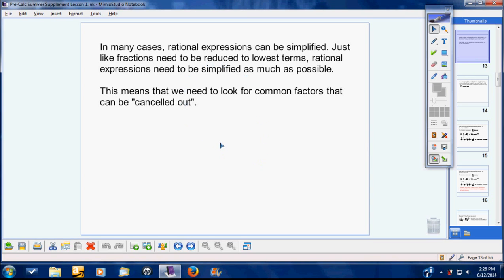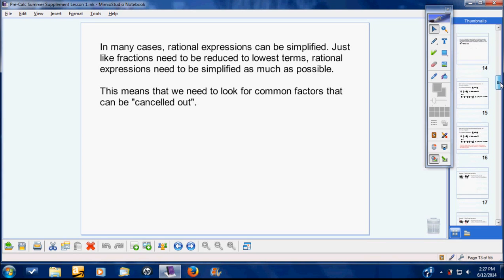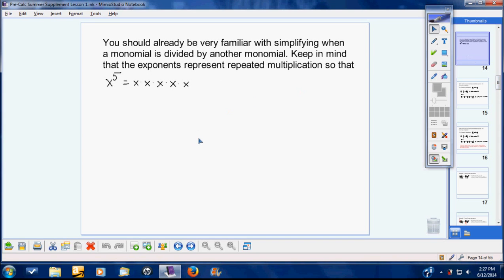And this is basically what I just said. Rational expressions can be simplified. They do need to be reduced to lowest terms. And we always have to simplify as much as possible. We need to look for factors, as I made a big deal about factors, that can be canceled out. We're not looking for things that are added together to cancel out. We are looking for factors. So let's see what some of these things look like.